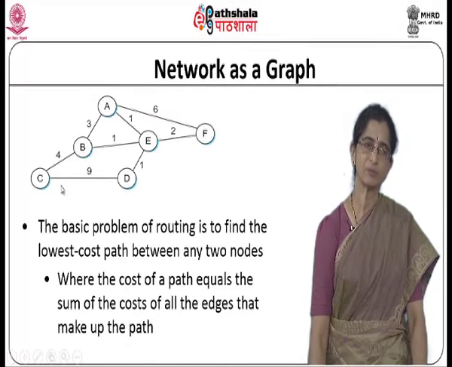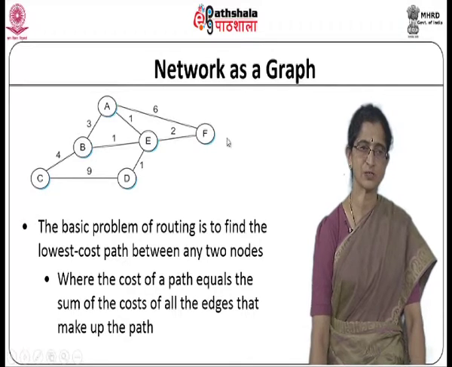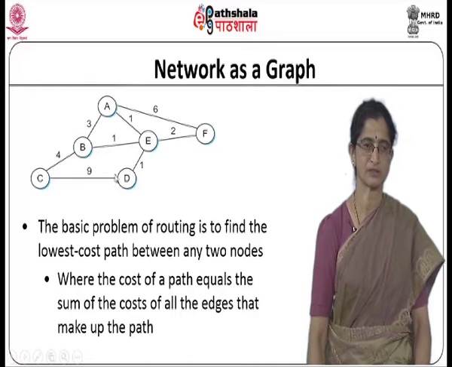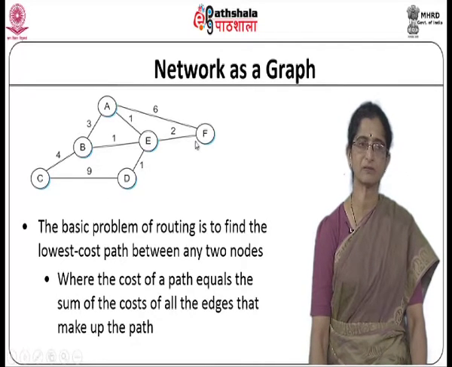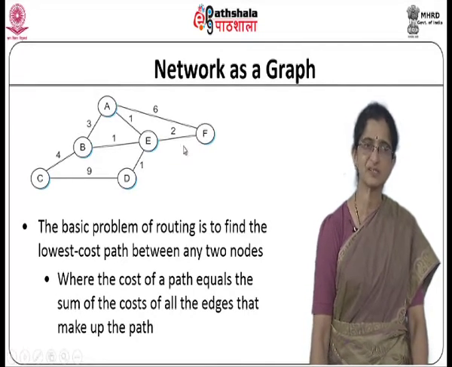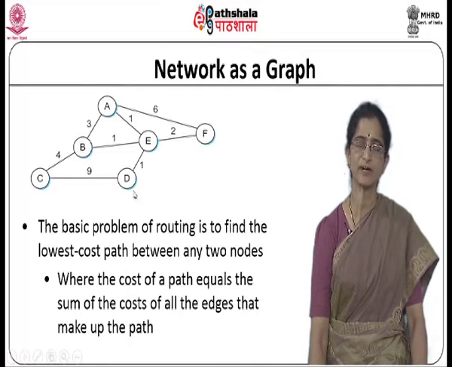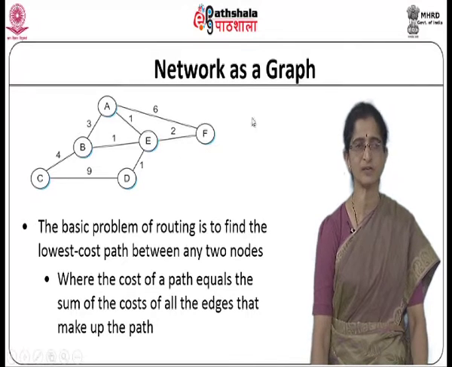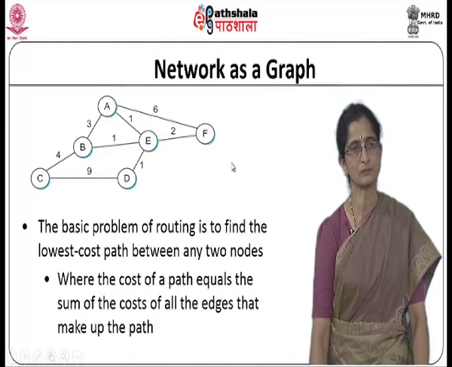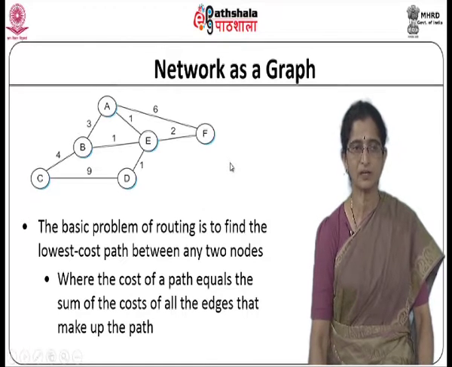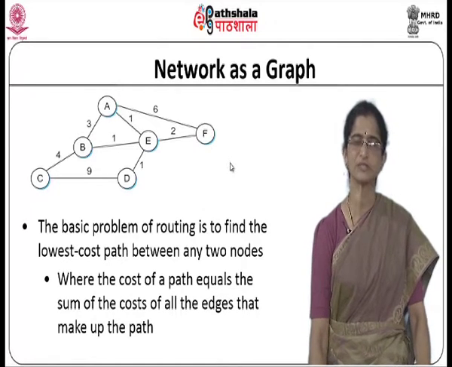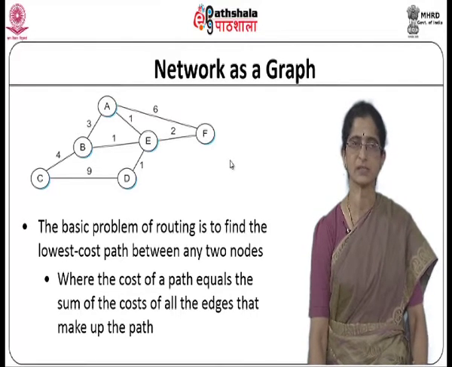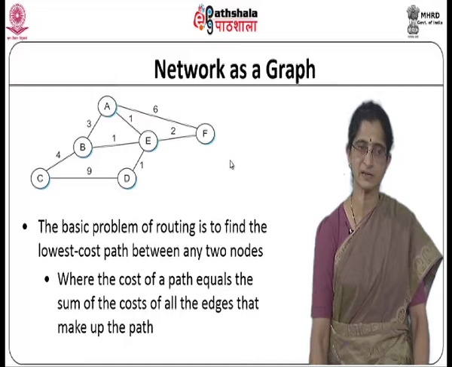Suppose I want to find a path from C to F, I am looking at a path where the cost of the path is a least cost path. And we also know that the cost of the path will be equal to the cost of all the edges that make up the path. So, you need to find out which are the edges and what are the costs, identify the least cost path, and from that you should be able to find the route to be taken from the source to the destination. This is the basic idea, and you will see that most routing algorithms use this model of the network as a graph.